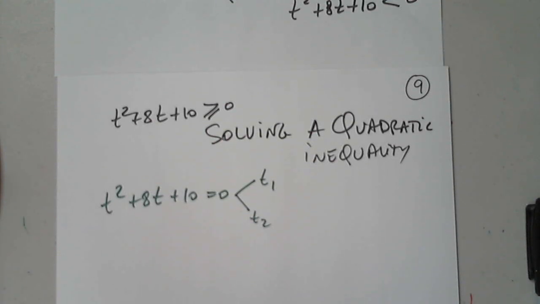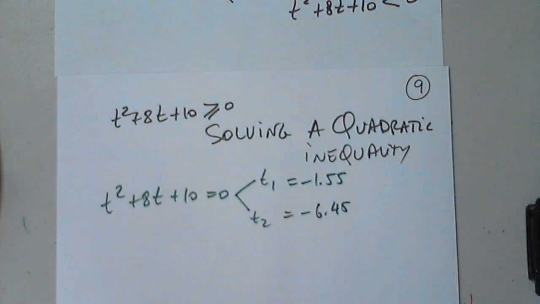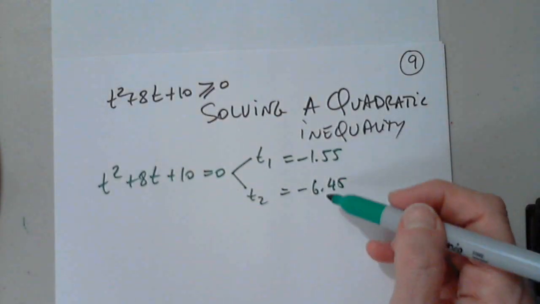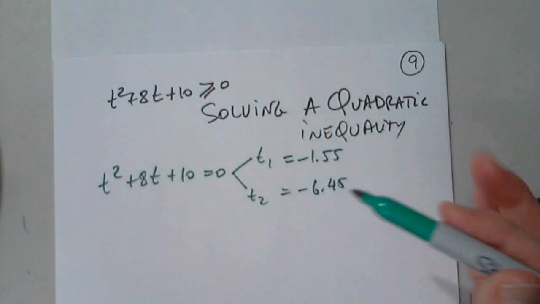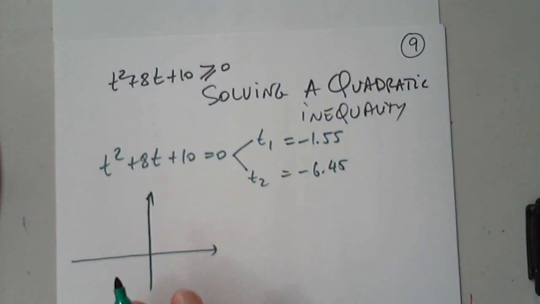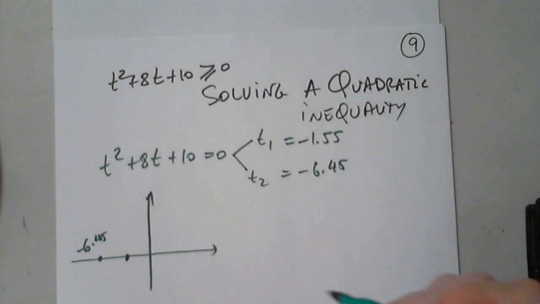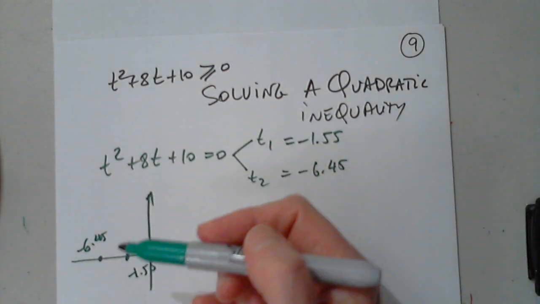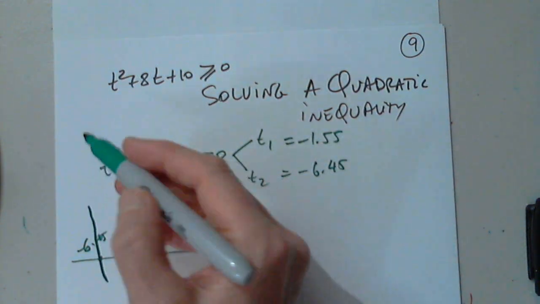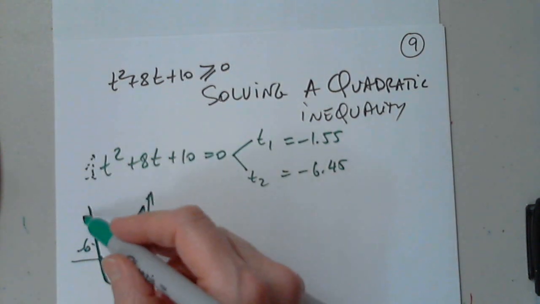And I got negative 1.55 and negative 6.45. So because this is not factorable, what I would do in this case is simply graph the function. So I know it crosses at negative 6.45 and it crosses at negative 1.55. I know it has a minimum. How do I know it has a minimum? Because the leading coefficient is positive. And I know it looks something like this.